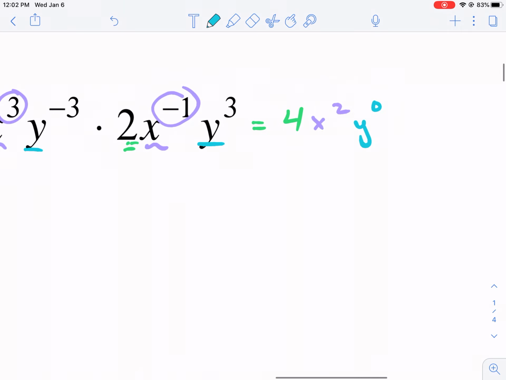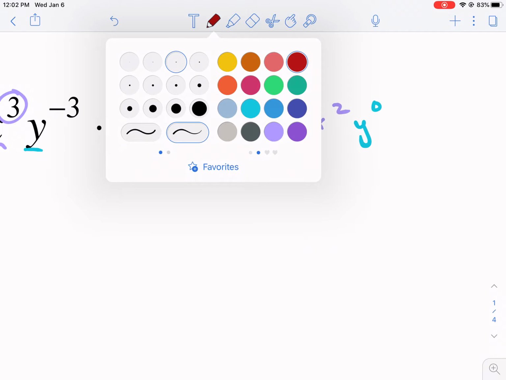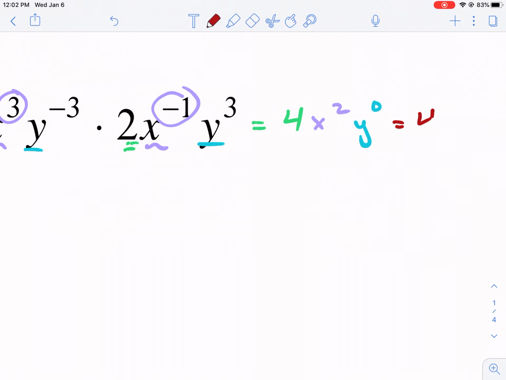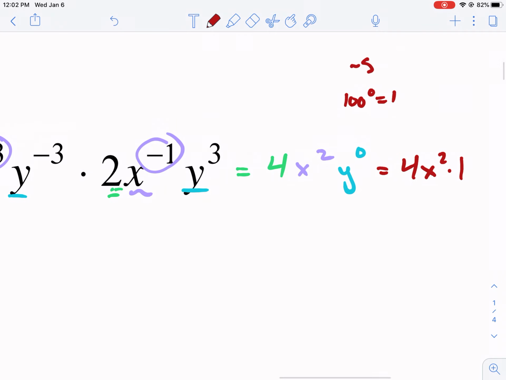Now we have to simplify here. How do we simplify this? Well, 4x squared, that's fine. But y to the 0 is just 1. Times 1. Anything to the 0 power is 1. So if we had 100 to the 0 power, that equals 1. If we had negative 5 to the 0 power, it's equal to 1. If we have x to the 0 power, it's equal to 1.